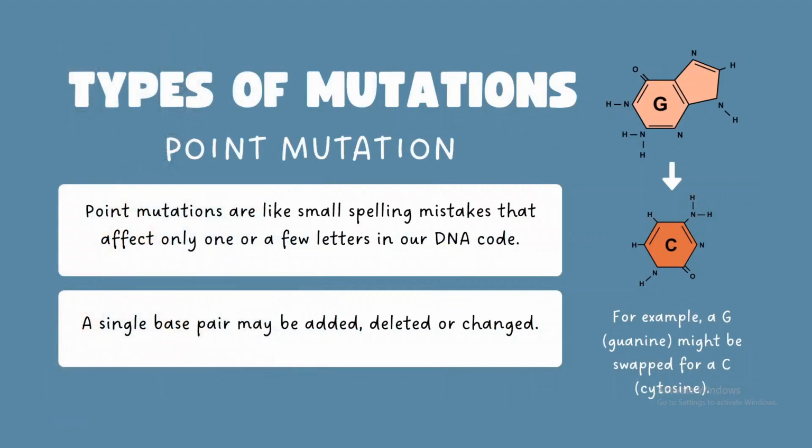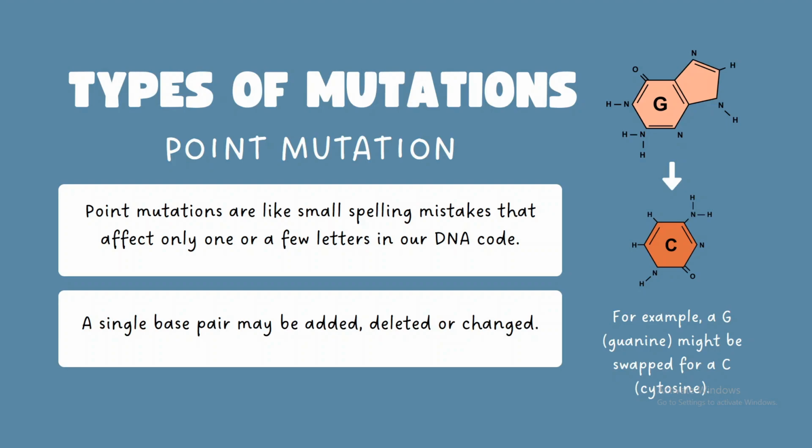Types of genetic mutations. Point mutations are like small spelling mistakes that affect only one or a few letters in the DNA code. A single base pair may be added, deleted or changed. We can talk about many more genetic mutations. Point mutations involve changes in single nucleotide base pairs such as substitutions, insertions or deletions. And chromosomal mutations involve changes in the structure or number of chromosomes such as deletion, duplication, inversion or translocations.